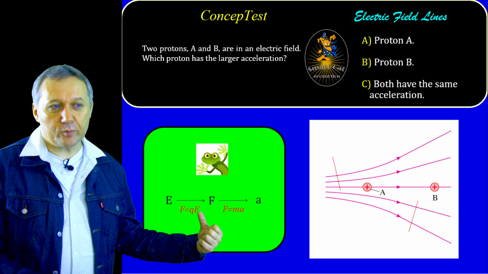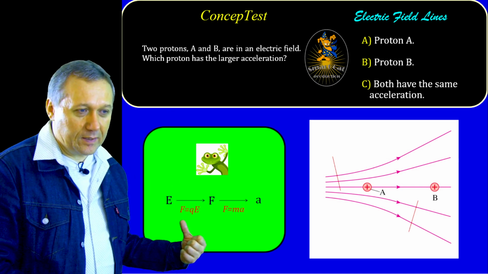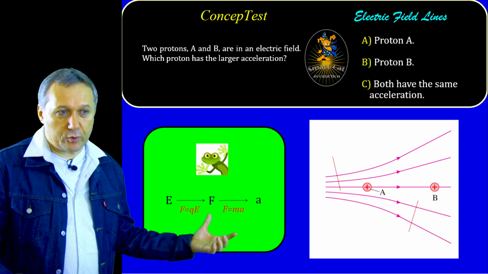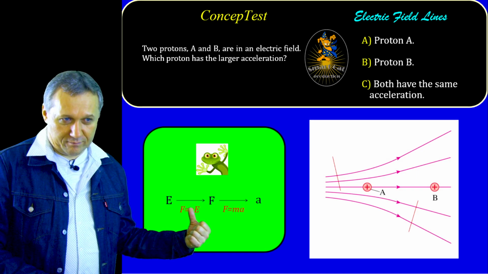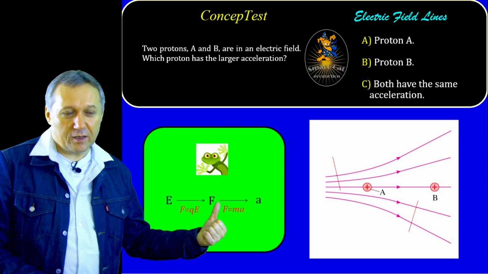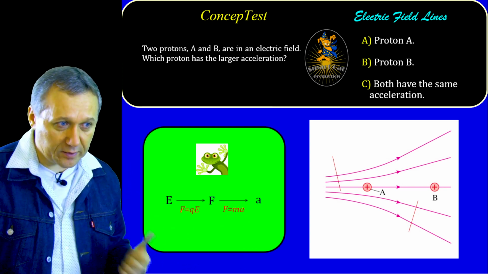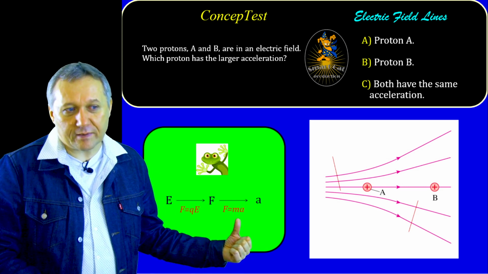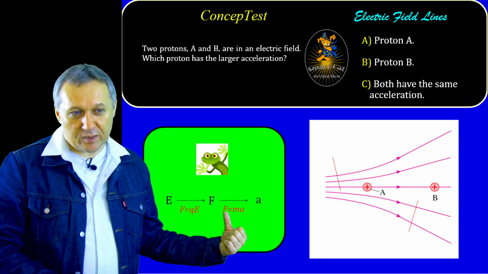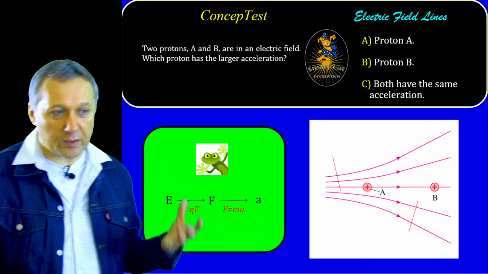Now, using this formula for the electric force: since the charges are the same and positive, because they're both protons, the electric force at point A will also be larger than the electric force at point B. Now we know about the forces, and the last step, using Newton's second law, gets us to acceleration. Since we have two protons, the masses are the same. So if the force at point A is larger than at point B, the acceleration at point A will also be larger than the acceleration of the proton at point B.